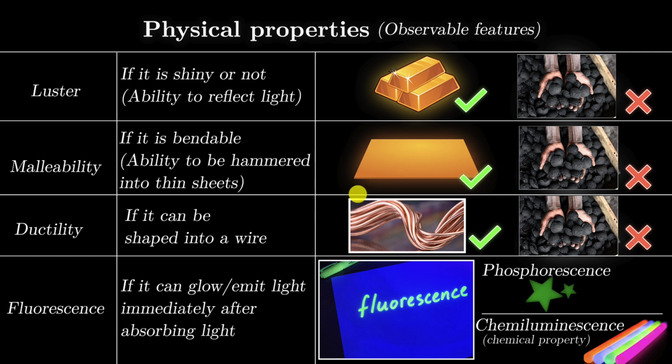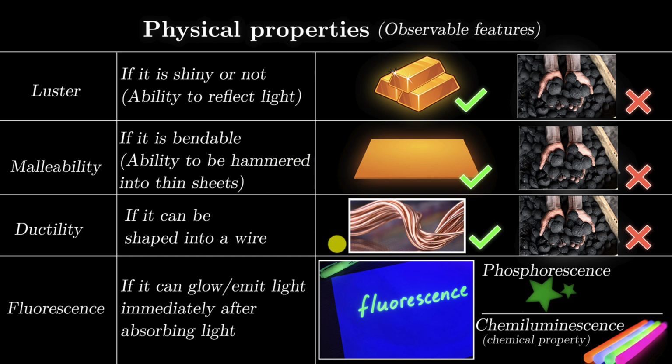For example, if you want to conduct a scientific experiment where we need a very thin sheet, well, we will use gold because it's highly malleable. If we want wires to conduct electricity, let's choose something that is ductile and conducts electricity. Copper is a good example of that.